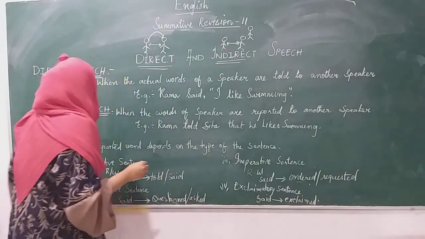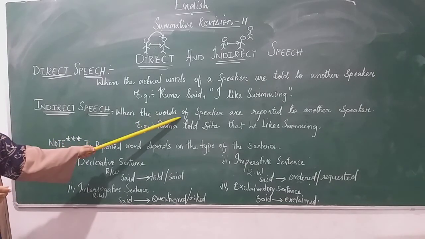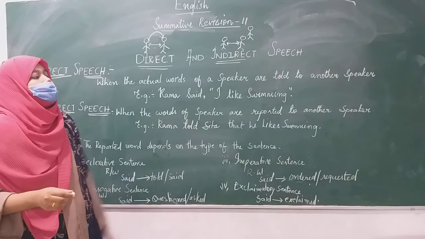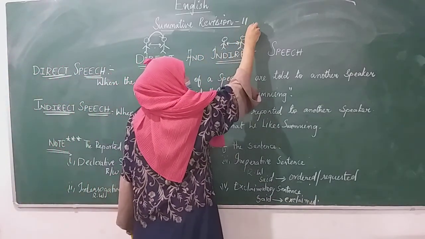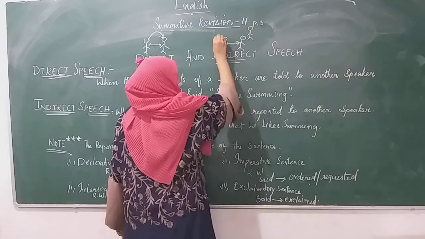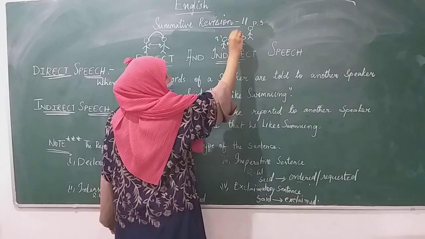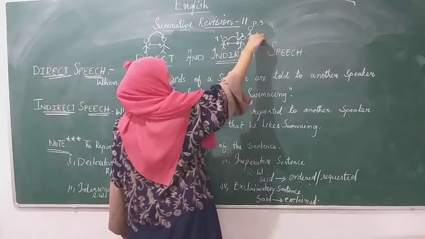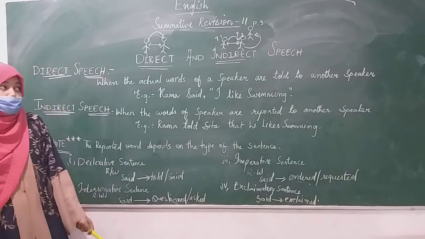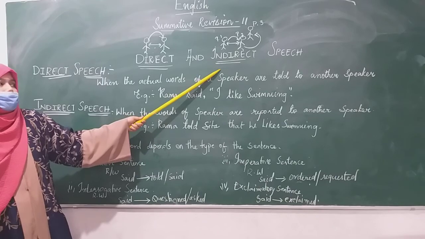Similarly, what do you mean by indirect speech? Indirect speech is when the words of the speaker are reported to another speaker. This is person 3, this is person 1 and this is person 2. Person 1 and person 2 are talking with one another about person 3. That particular type is called indirect speech.